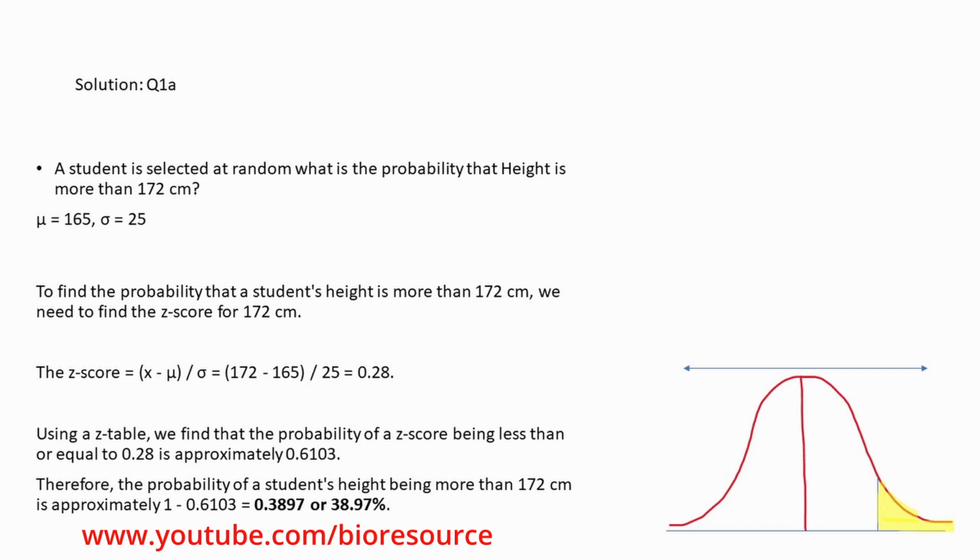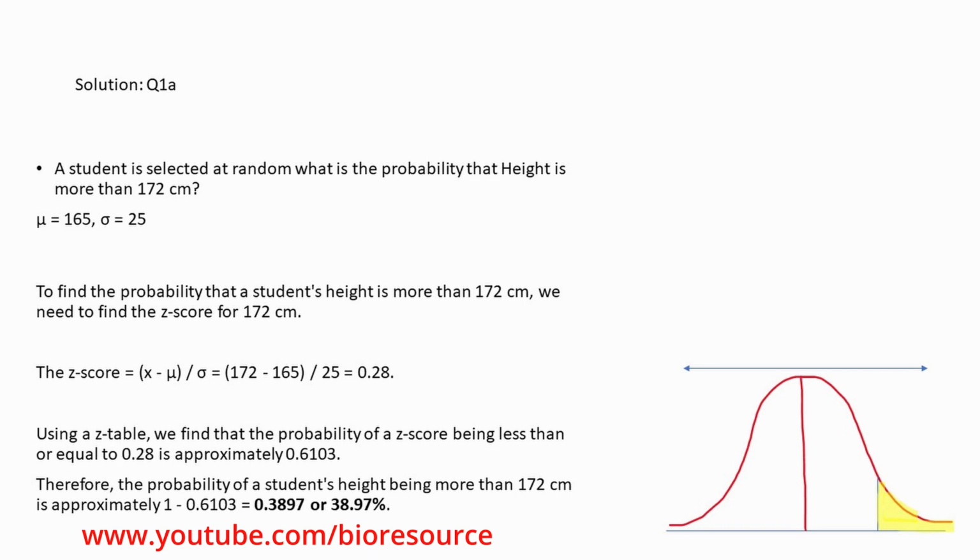The area for 0.28 can be found from the Z table. The probability of the Z score being less than or equal to 0.28 is approximately 0.6103. So the probability that the height is more than 172 centimeter is 1 minus 0.6103, that is 0.3897 or 38.97%.